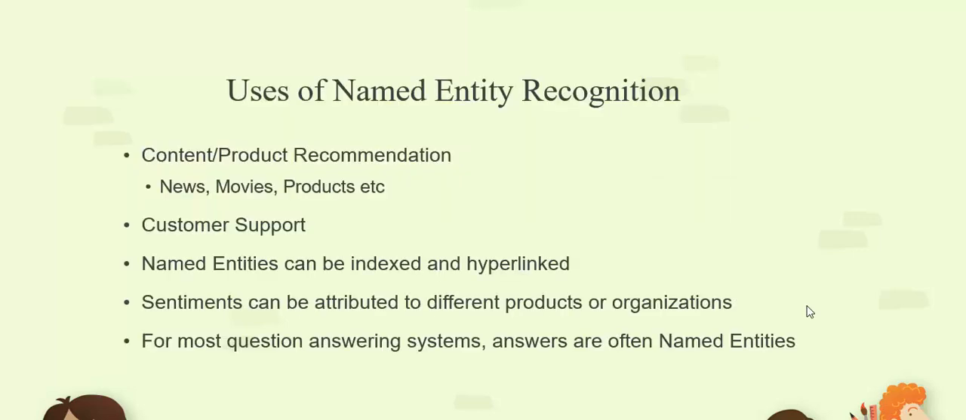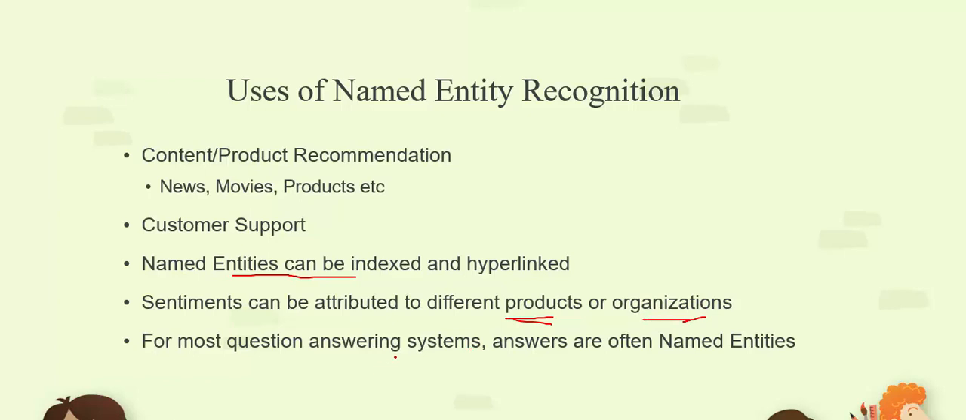Some of the other uses of named entity recognition. Named entities can be indexed and hyperlinked. So say you have a site of a university, and you are trying to tag the faculty names of that particular university with certain subjects and then hyperlink those faculty names with their biographies. Another important use can be to attribute sentiments. So there are positive, negative, neutral sentiments for different products or different organizations. Your named entity recognition system can look for those different products or organizations in that particular text.